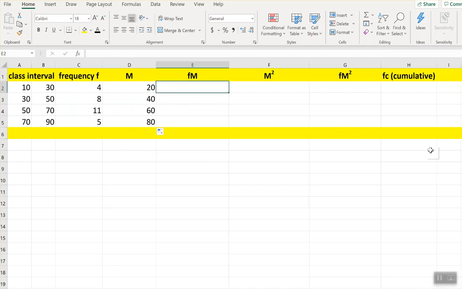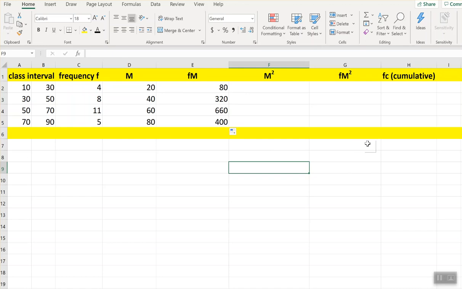The next thing I need to do is calculate the frequency times the midpoint. This will give me, starting with 4 times 20, and that's 80. And then 8 times 40, and so on. So I'm going to drag this down, and that gives me that.